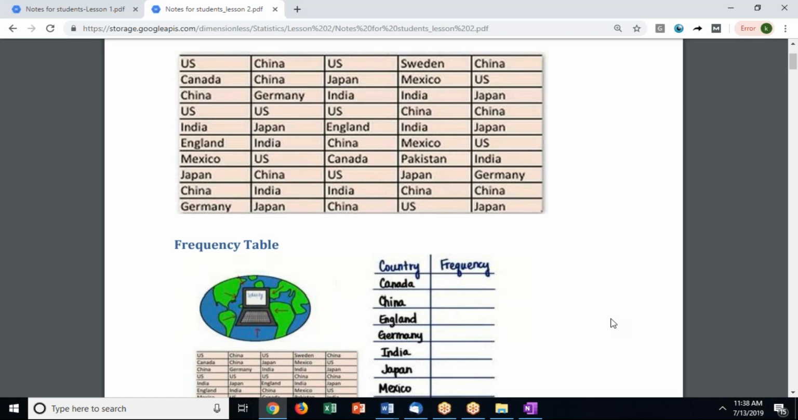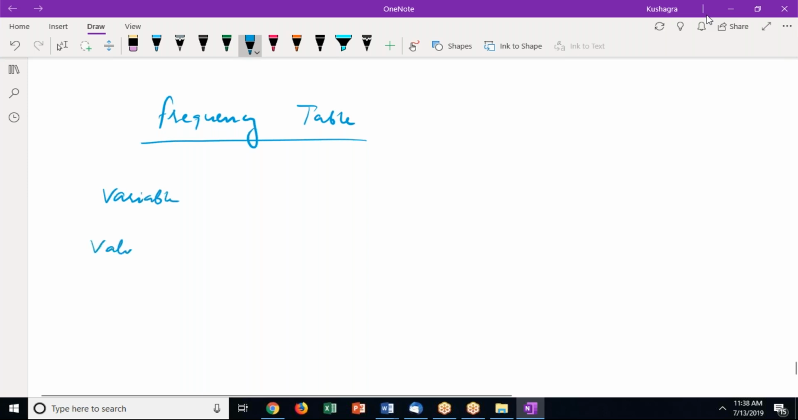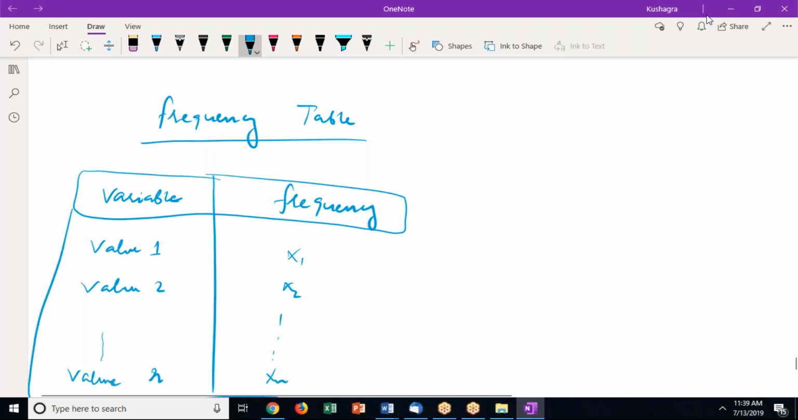So what you would want to do rather is convert that into some kind of a frequency table. In a frequency table, you'll have some variable, and then value one, value two, until value n. There'll be different values of the variable, and you'll have a frequency corresponding to each of them: X1, X2, X3, so on till Xn.